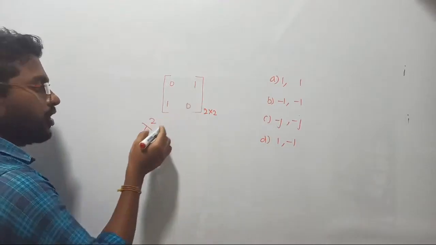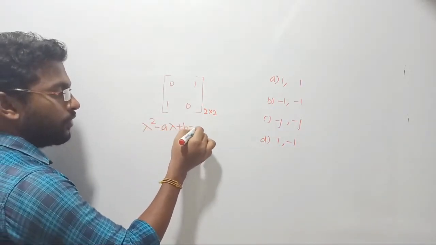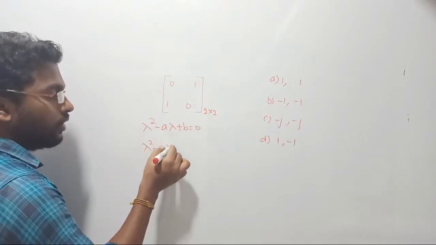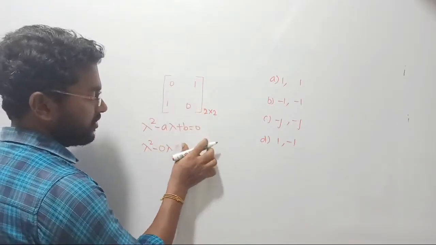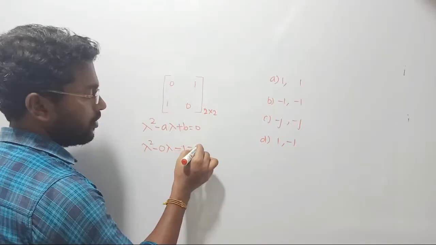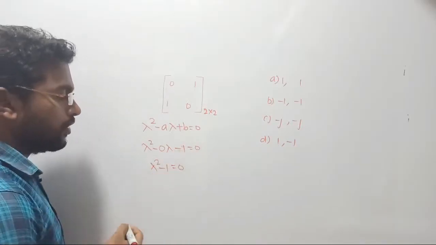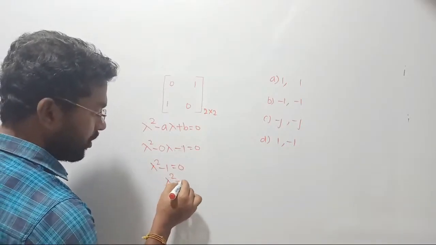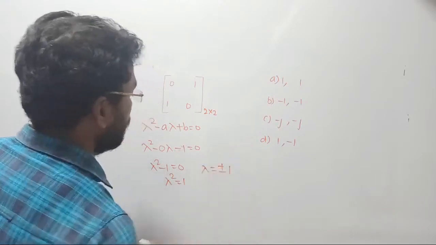Let's try 2 cross 2 matrix, lambda square minus a lambda plus b equal to 0, and we all know that, lambda square minus a, where a is the sum of eigenvalues, that is 0, plus determinant of the matrix, which is going to be 0 minus 1, that is minus 1, equal to 0. So we can write lambda square minus 1 equal to 0, that is lambda square equal to plus 1, or I can write lambda is equal to plus or minus 1, right?